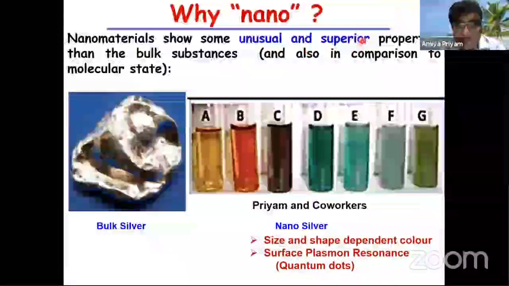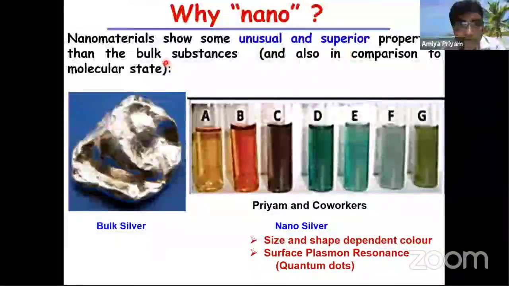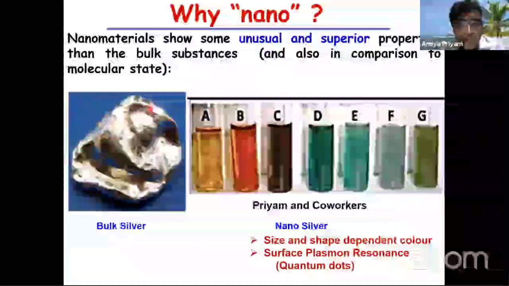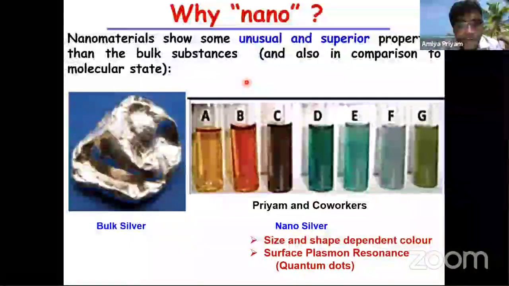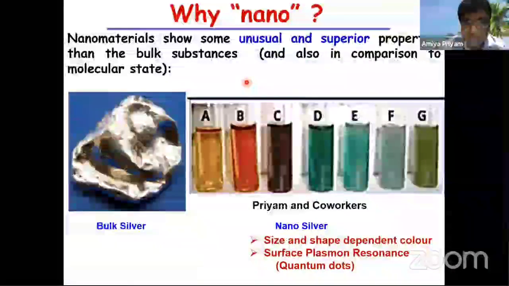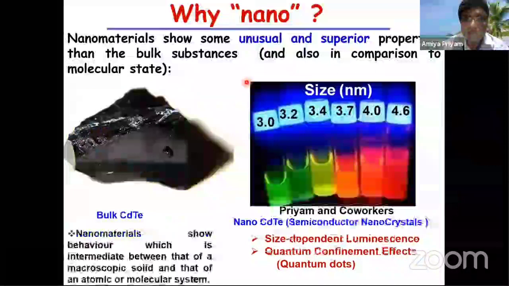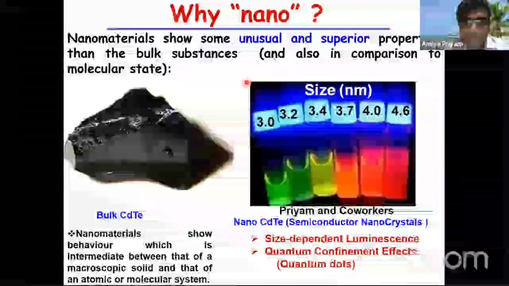So these nanomaterials are something that we define as unusual. They show unusual and superior properties compared to the bulk substances, that is, a big crystal of silver. And if you are comparing with the molecular state, a single atomic or molecular state of silver, it is different from all of that. So we also say that they are an intermediate state of matter, which was not explored before.